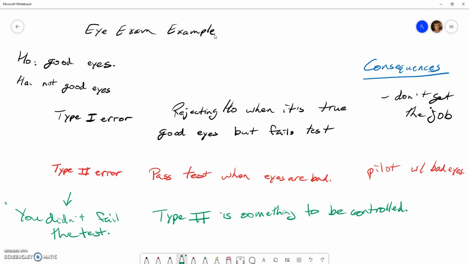The doctor is protecting his or her assets and liabilities by making a statement like this: you didn't fail the test, your eyes, I guess, are not bad. I'm not going to say they're good, because if I had better testing equipment, or if other factors came into play, that result could change. So that's what we mean by type 1 and type 2 error.